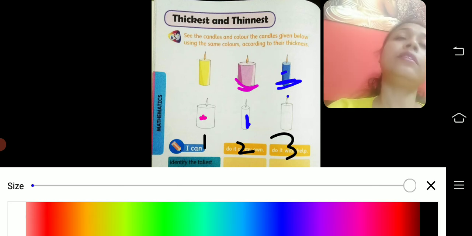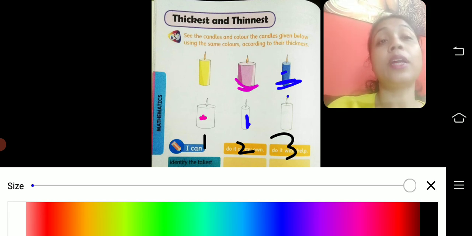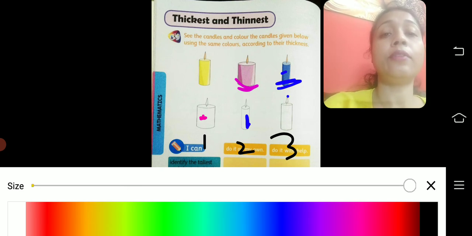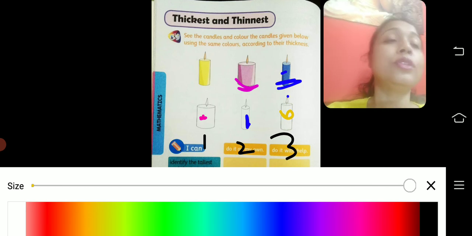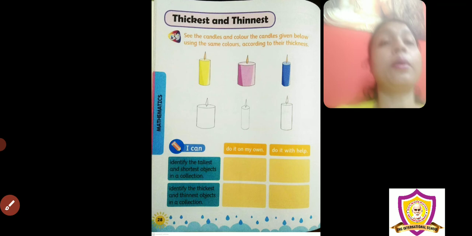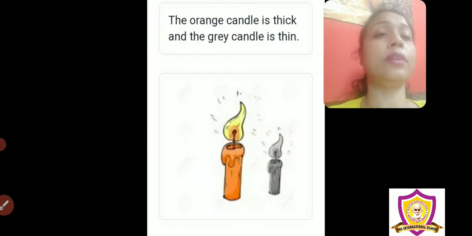Right? Now the remaining one, which is in the middle, we can call thicker. So the yellow candle is thicker. So we will color the number 3 candle with yellow color. Let me take yellow color. Yellow color. So children, what we have learned today, we have talked about thickest and thinnest, and how to find out the thickest and thinnest by observing only.